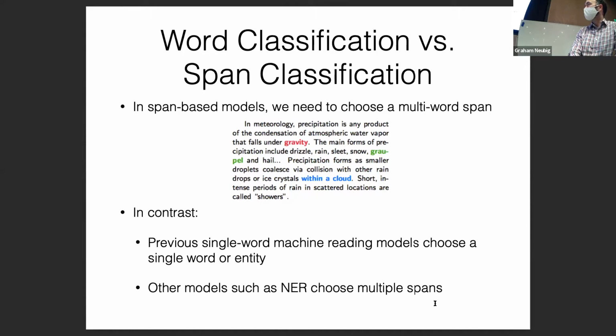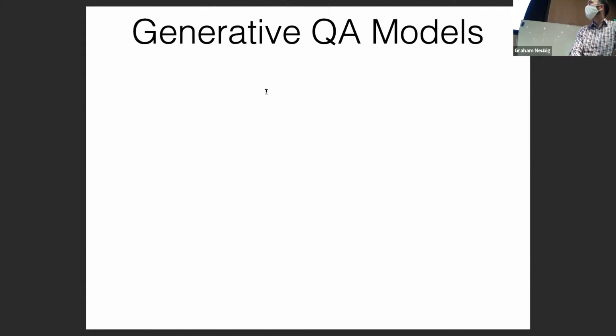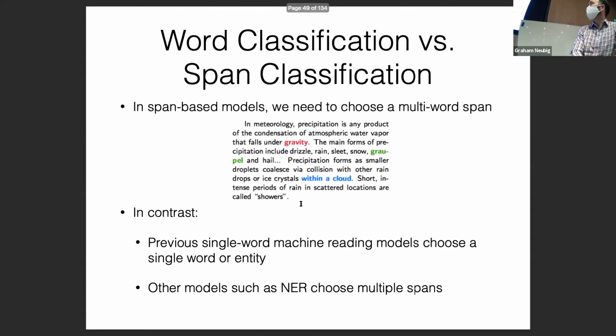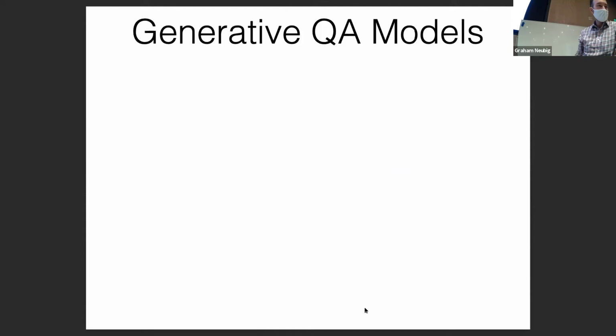Another contrast is to things like named entity recognition. In named entity recognition, we want to identify multiple spans within a passage. Span classification tasks are ones where we're identifying only a single span that we should be paying attention to. So that's a contrast to some of the previous things we've done. Okay, so this is span classification models.